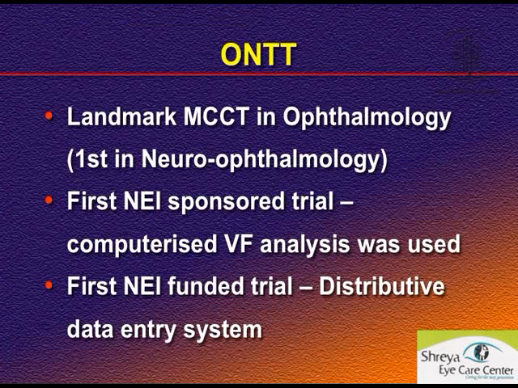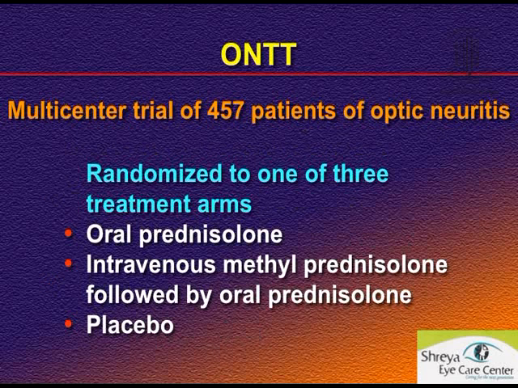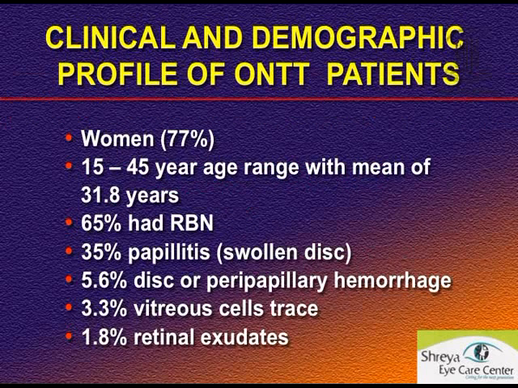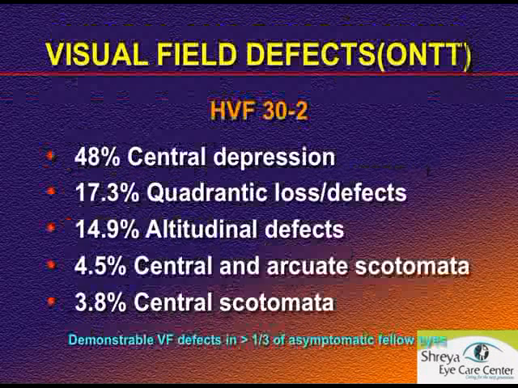So, briefly about the Optic Neuritis Treatment Trial, as you all know, it's a landmark trial, the first of its kind in ophthalmology as such. The recommendations were based on about 457 patients, divided into 3 groups: oral prednisolone in one group, IV methylprednisolone in another group, and no treatment in the third group. The women were more in number, and these are all the things which I've already talked to you about: the age group, and all kinds of visual field defects you can get.